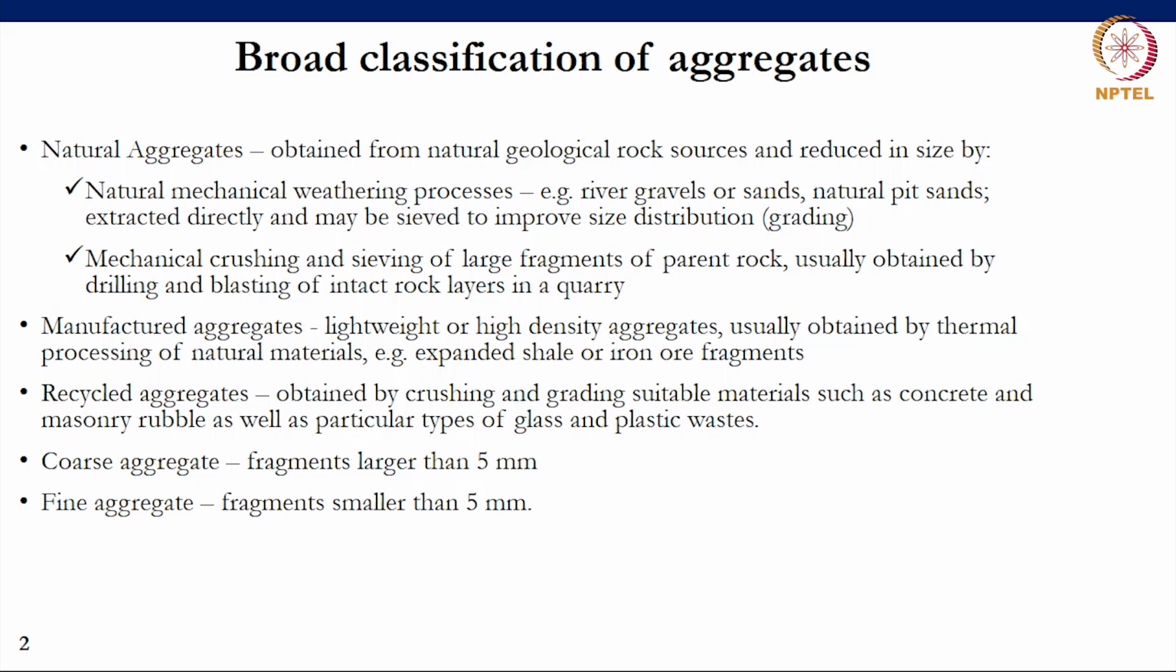We then also have manufactured aggregates. This is usually lightweight or high-density aggregates manufactured for particular forms of performance in concrete. And it's usually obtained by thermal processing of natural materials, for example, expanded shale or iron ore fragments. We then also have recycled aggregates, which is really the subject of this course. And this is obtained by crushing and grading of suitable materials, such as concrete and masonry rubble, as well as particular types of glass and plastic waste that are used in concrete.